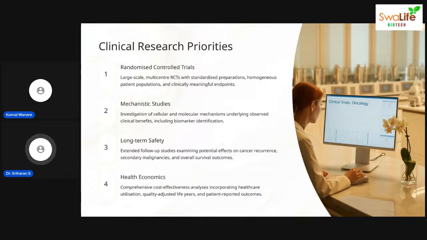So, clinical research priorities: before the trial itself, we want to do an RCT, and we want to know about the mechanistic study on the molecular biology and lipoprotein binding. And we need long-term safety, because we have a lot of long-term studies, and health economics. We want to compare the health economics, and it will also give the cost-benefit ratio for the patient.